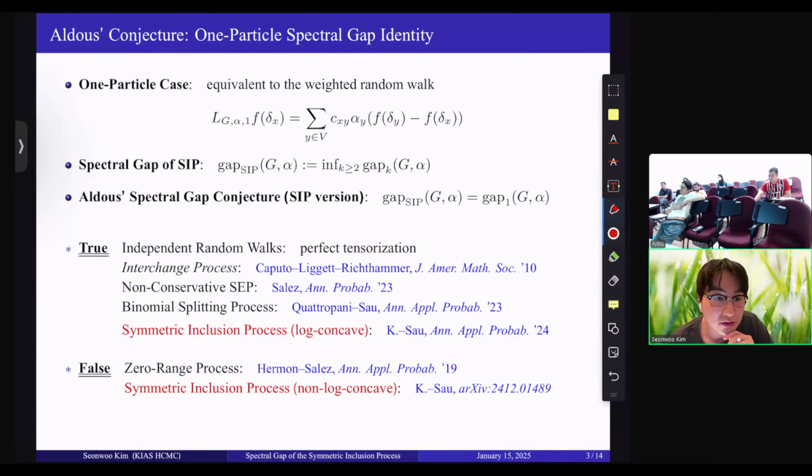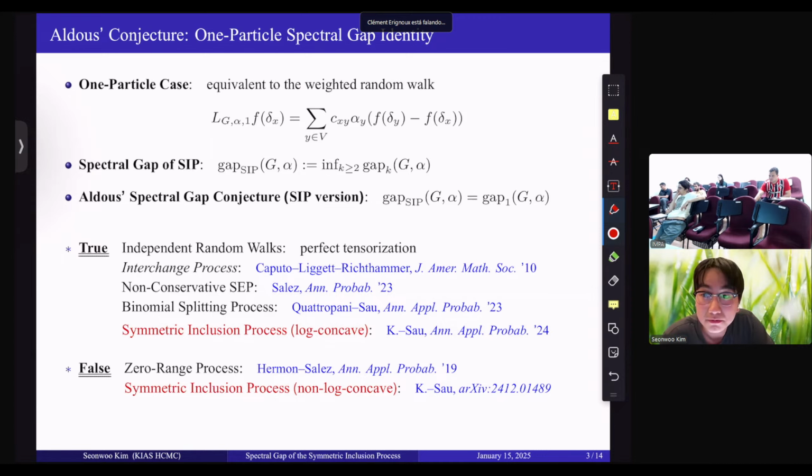So today I'll talk about the results. We have two regimes. In the log-concave regime, we proved that our model SIP satisfies this spectral gap one particle identity. This was our first paper, published last year. And then in the other regime, which is called non-log-concave, we proved that we can construct a very rigorous model counterexample such that we do not have this equality. This is based on recent work.